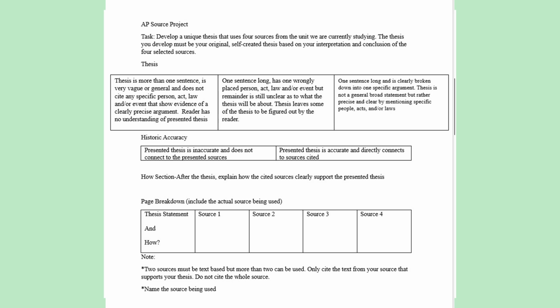You're going to have each source on each page, and whatever section of the source, especially if it's written, you are going to just include that here. I do not need the whole source, but I do need the name of the source. So again, we're going to have a thesis statement. We're going to answer the question how the cited sources support your thesis, and then we are going to include the 4 sources in this particular submission.